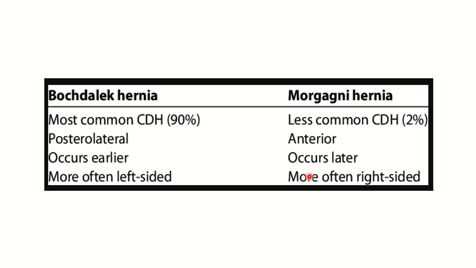So this difference is very important: Bochdalek hernia is the most common, about 90%. It lies posterolateral, occurs very soon after delivery, and is often left sided. On the other hand, Morgagni hernia is less common, anteriorly located, occurs later after birth, and is often right sided.